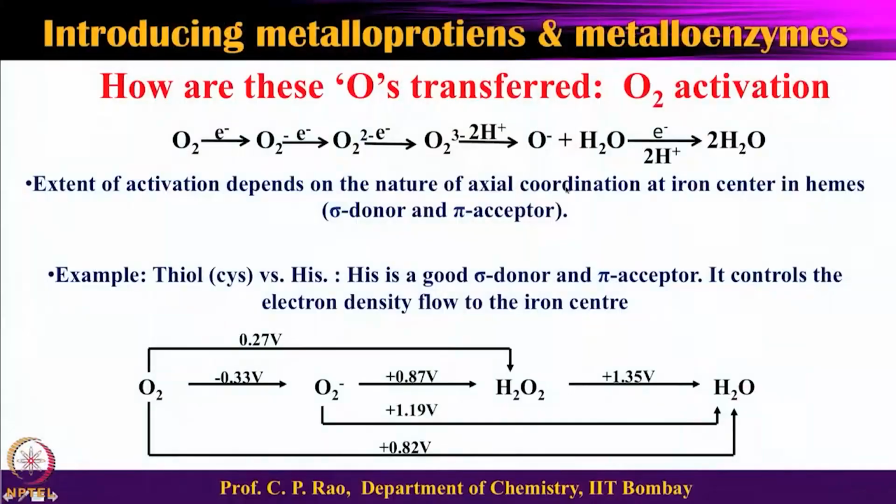So, all this depends on what? It depends on the redox potentials. The activation obviously depends on the redox potentials, and the redox potential in turn depends, in the case of hemes, on the axial coordination at the iron center. So, whether the coordination is more sigma donor, more pi acceptor type, or a combination of these, that will determine how easily you can get the electron, how easily you can reduce.